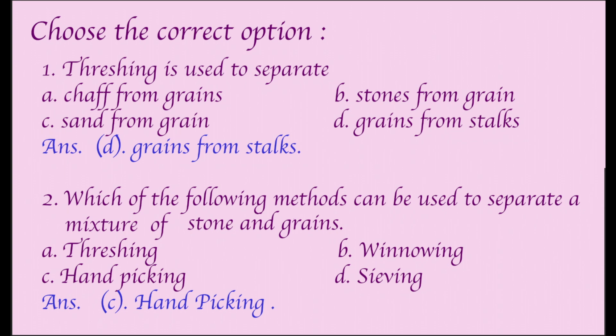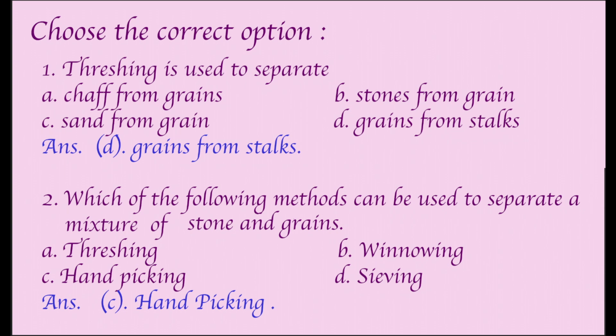Threshing is used to separate A. Chaff from grains, B. Stone from grains, C. Sand from grains, and D. Grains from stalks. The answer is D. Grain from stalks. Second, which of the following methods can be used to separate a mixture of sand and water?